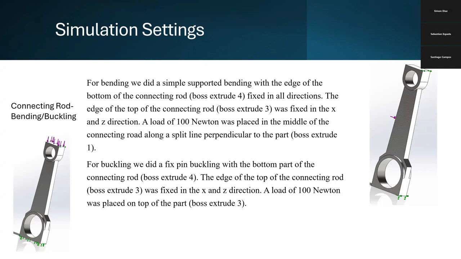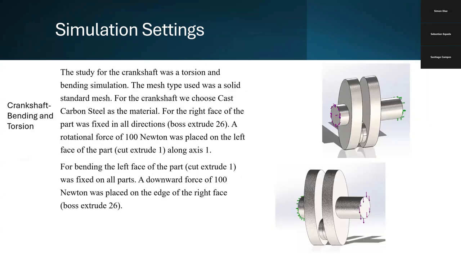perpendicular to the part. For the buckling simulation, we did a fixed pin buckling with the bottom part of the connecting rod. The edge of the top of the connecting rod was then fixed in the X and Z direction. And then again, a load of 100 newtons was placed on the top of the part.